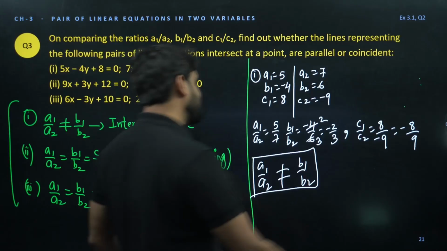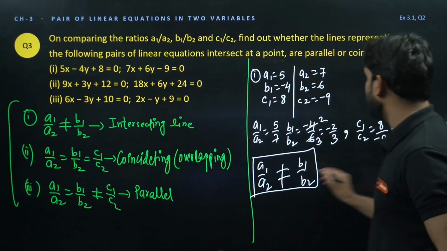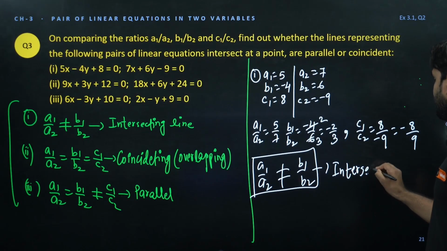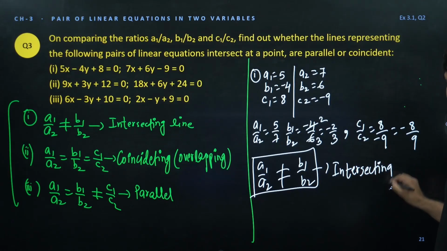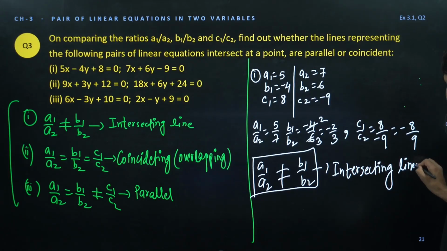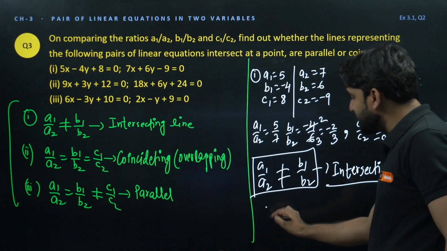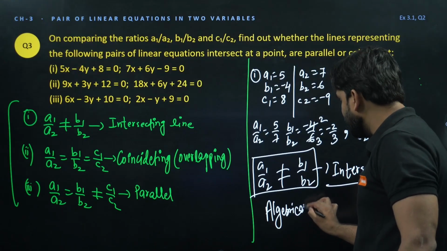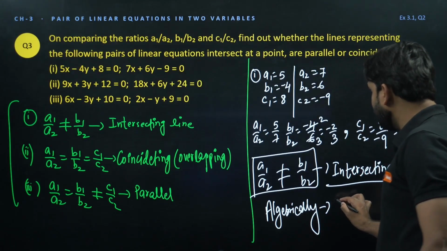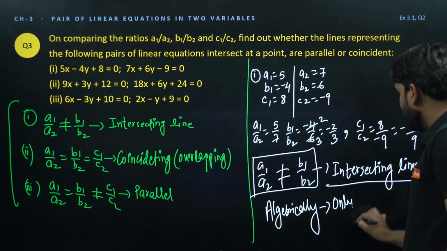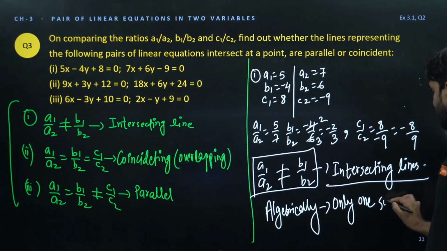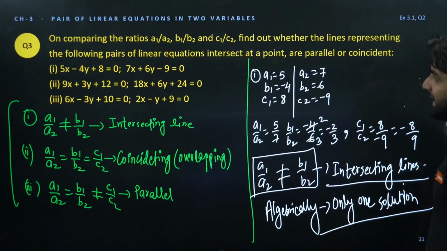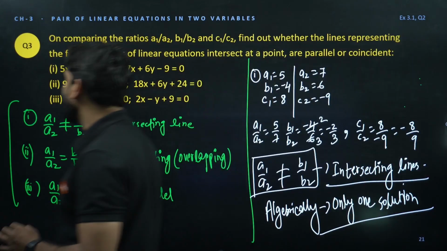So it implies that both the lines, what type of lines will be there on the graph? They will be intersecting lines. And if they are intersecting, how many solutions will there be algebraically? Let me give you this information simultaneously. Algebraically there will be only one solution, because both the lines are intersecting each other. I hope this question is absolutely clear to you all.